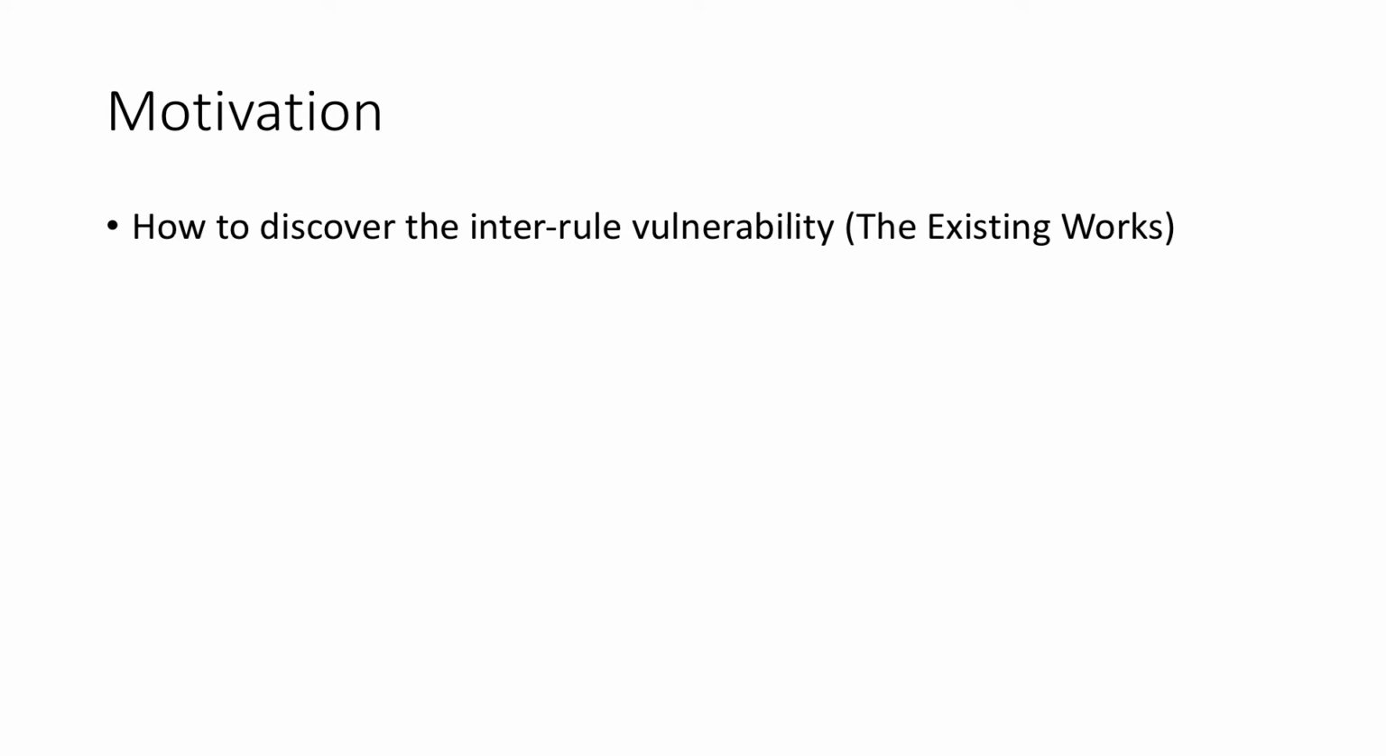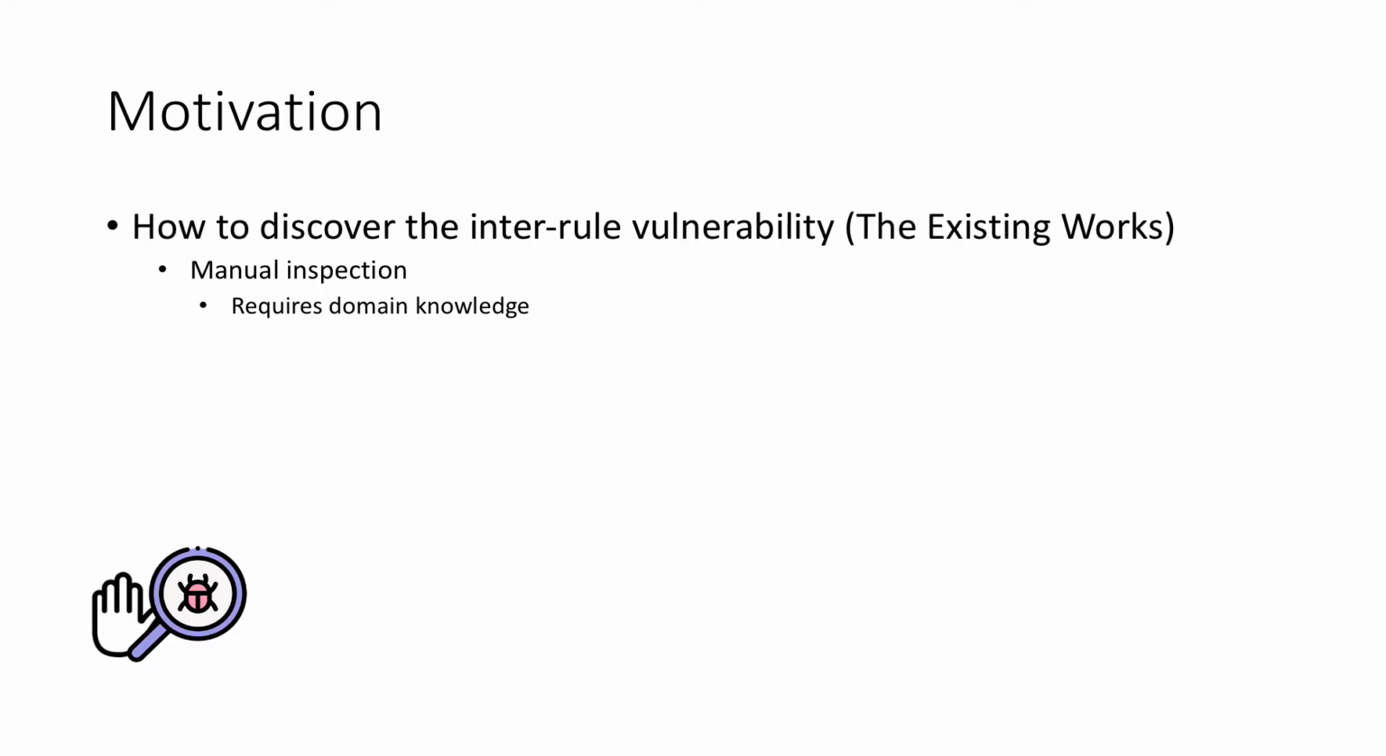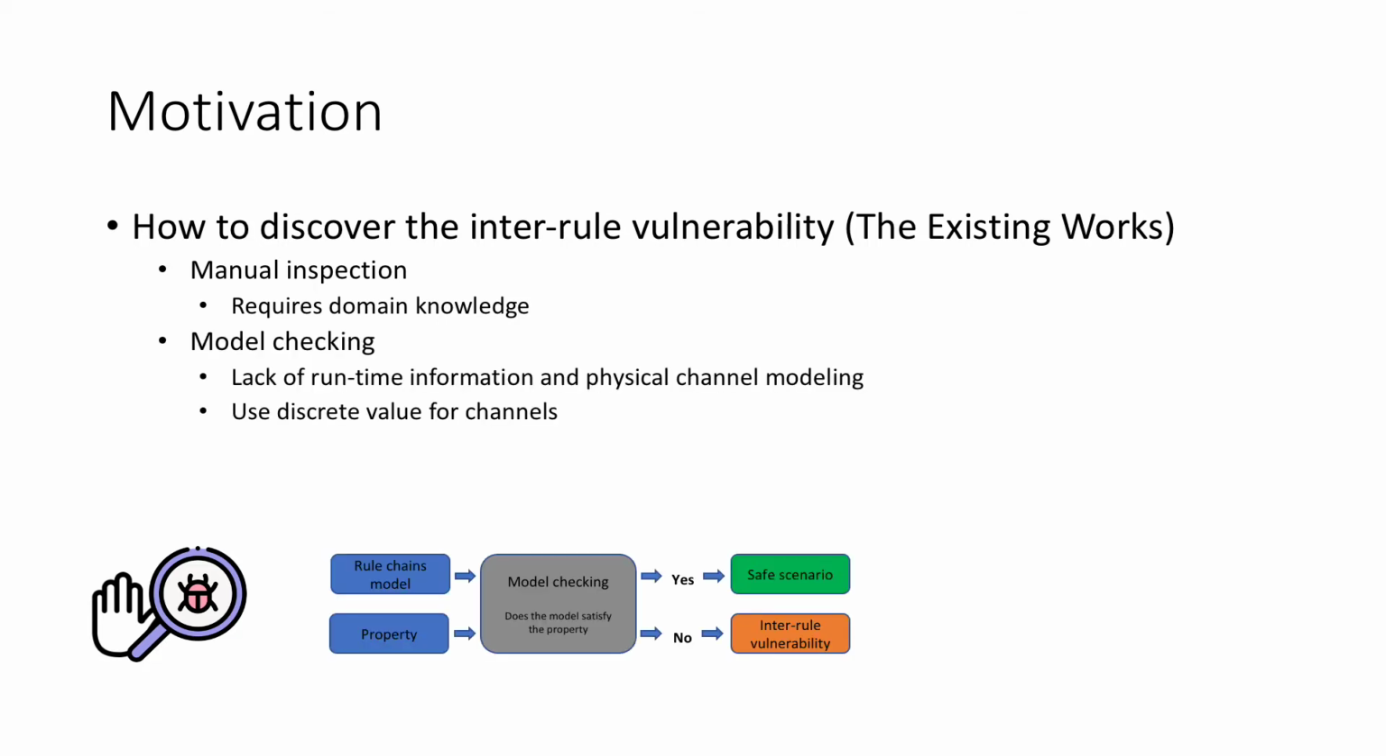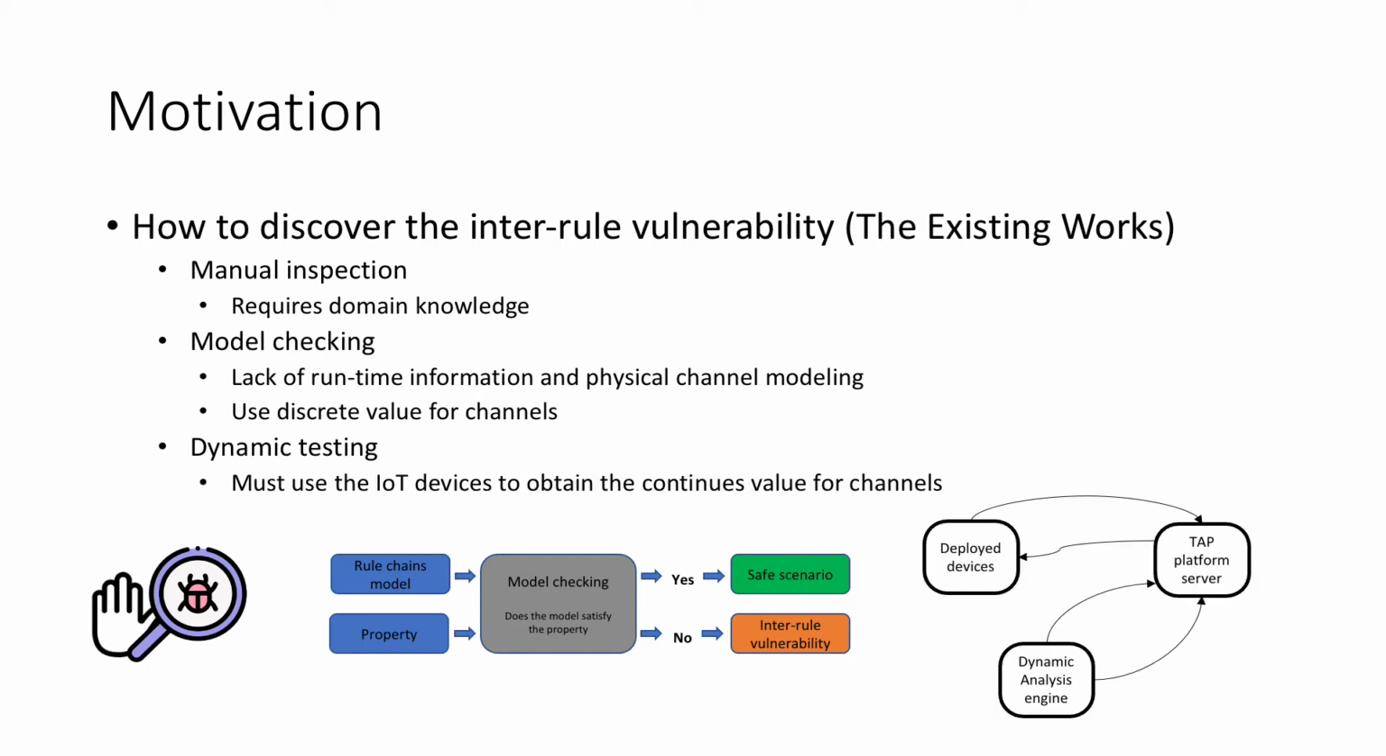Recent research has improved IoT safety and security. One option is to manually inspect the deployed TAP system. It requires domain knowledge and lots of time from the researcher. Many works utilize model checking to verify whether the rule chains violate the specified property, but the checking process has no runtime and physical environment information. Thirdly, dynamic testing could obtain the physical environment information, but it requires purchasing the devices.